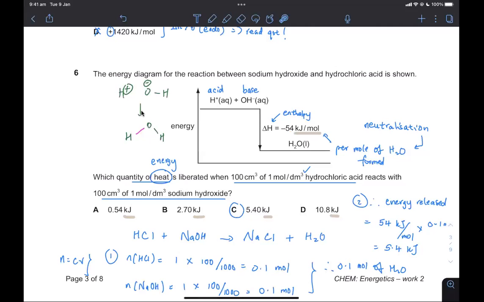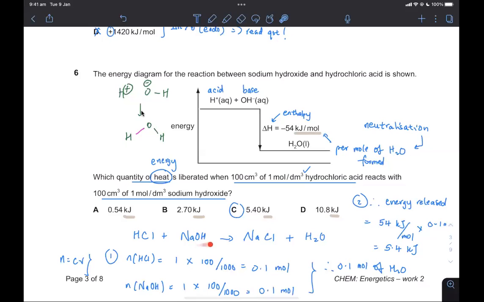Now, what do we know? This is kilojoule per mole. The per mole there is actually per mole of water formed. That is actually an idea called enthalpy change of neutralization. So per mole of water formed, you get this much. Neutralization always comes down to this.